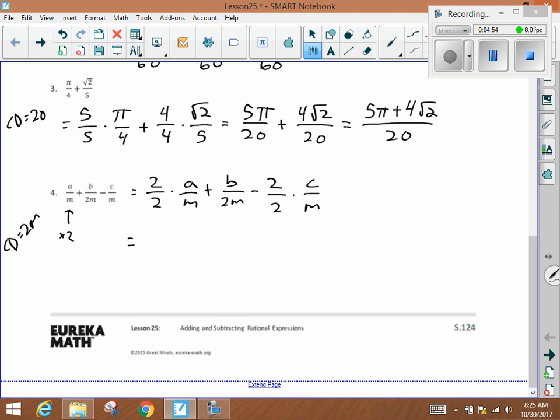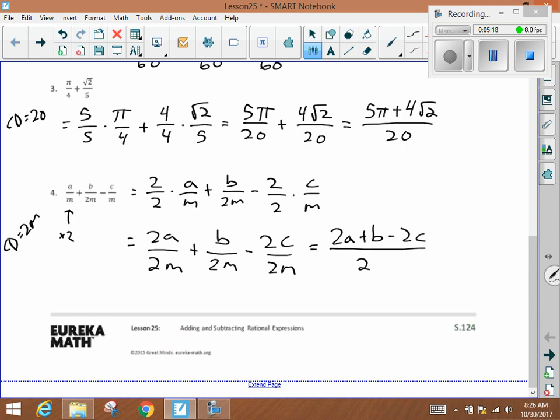So this becomes 2a over 2m plus b over 2m minus 2c over 2m. I get to put those all together because now they have a common denominator, so this becomes 2a plus b minus 2c all over 2m. And did you see, for the reasons that I told you earlier, right, it's fair for me to go ahead and make this minus sign live in the numerator.